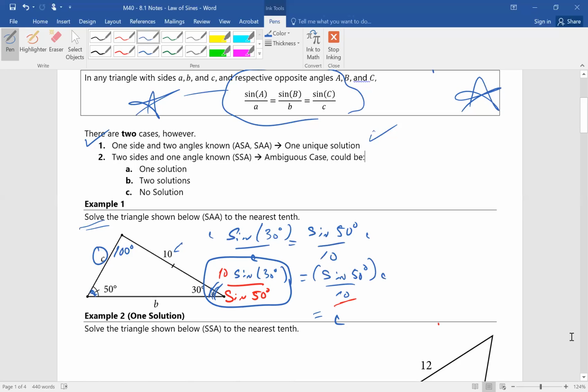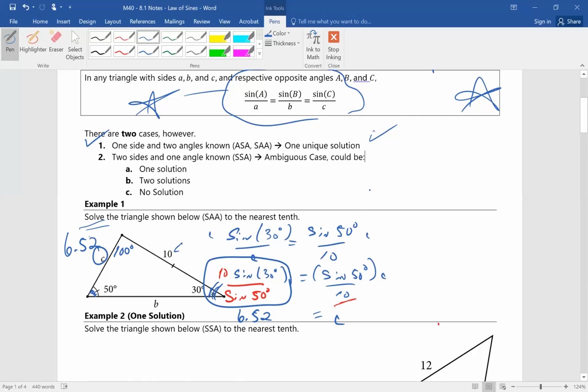Now in degree mode, you got to make sure that's 10 times sine of 30 degrees. I would hit enter at that point. Don't try to plug in all these parentheses, otherwise you get lost in them. And then hit enter and then divide that answer by sine of 50. You should get something like 6.52. In which case, that's this side here, 6.52.